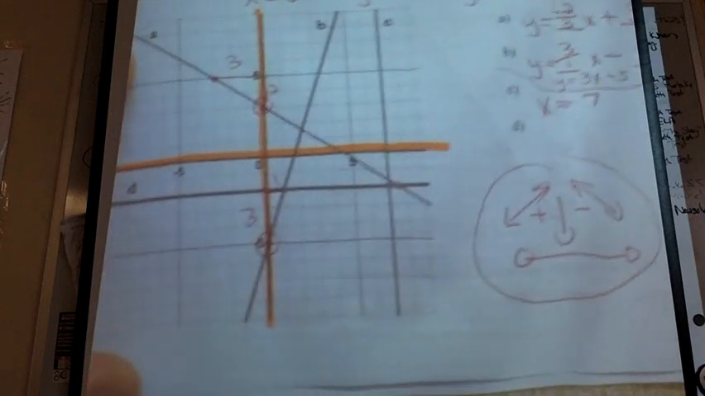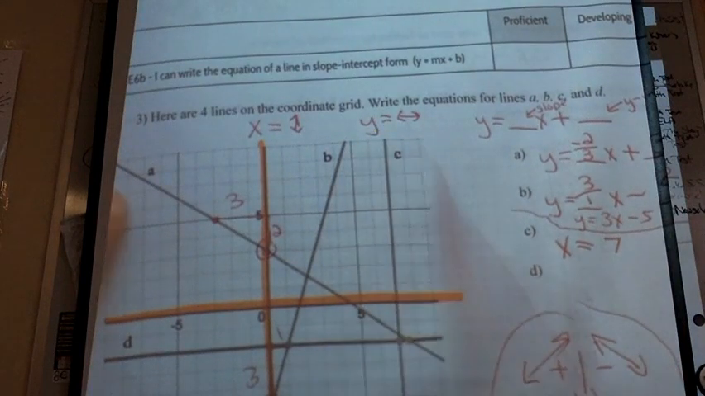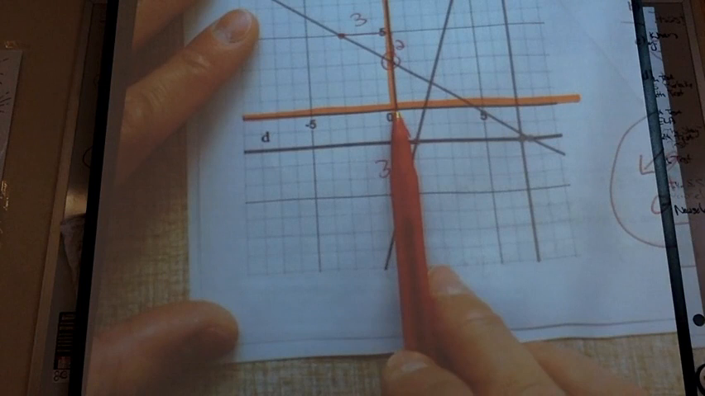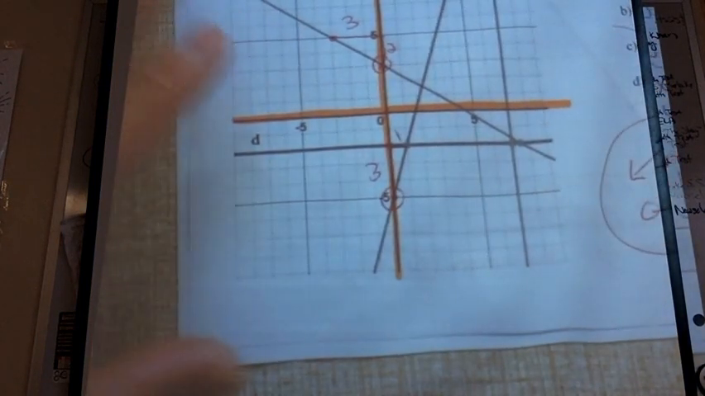And then line D. Line D is a horizontal line, so it's going to look like this. y equals a number. y equals, where does it cross? Here's 0, it's down 1, 2, so negative 2. I'm going to stop right there because I have students coming in.